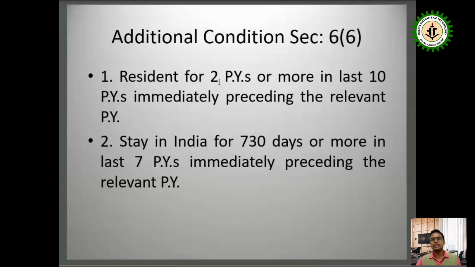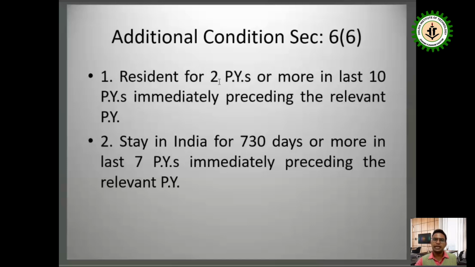First additional condition is that the person has been resident for 2 previous years or more in the last 10 previous years immediately preceding the relevant previous year. If an individual who is resident satisfies the first additional condition, that is he has to be resident in 2 previous years in the last 10 previous years immediately preceding the current previous year or relevant previous year.